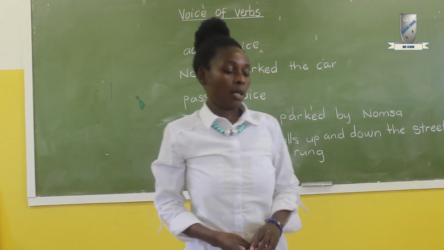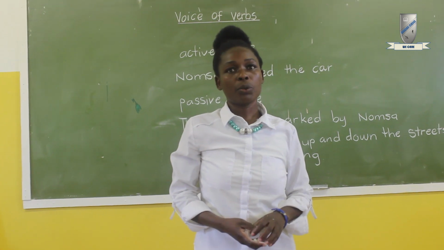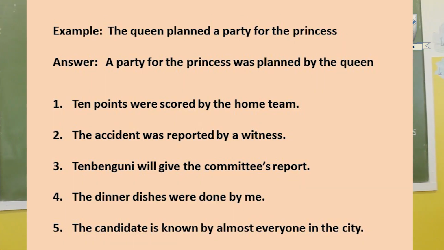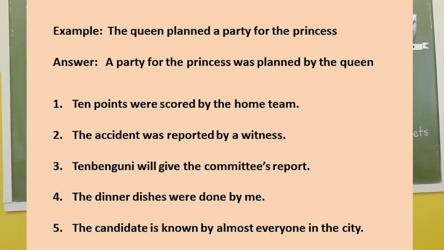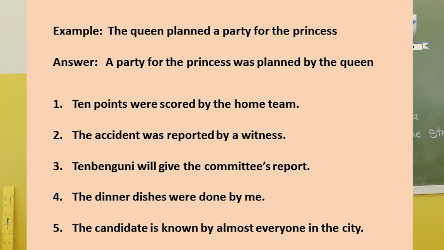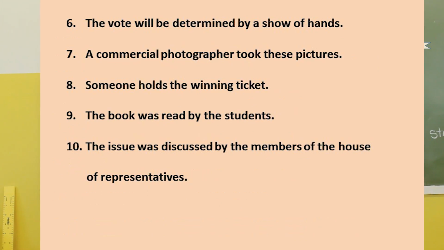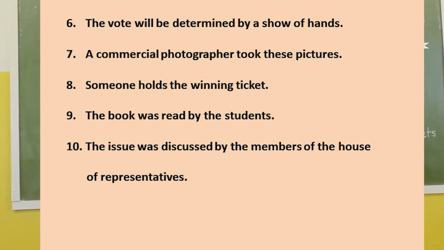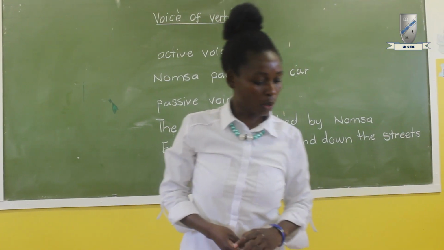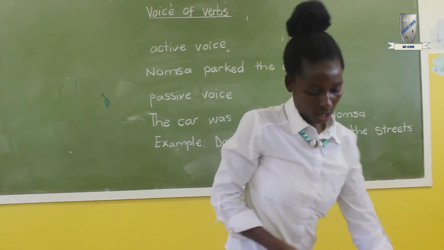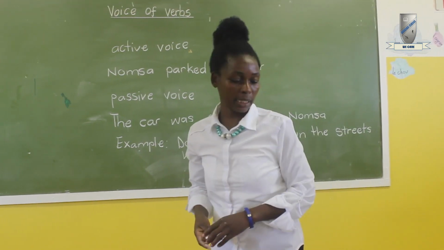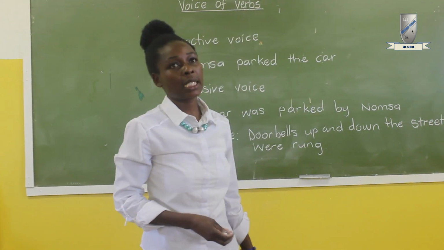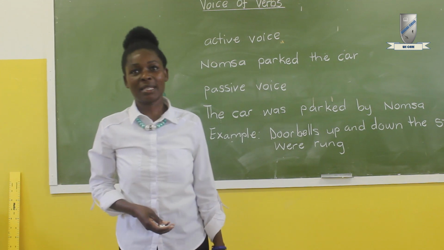So, I will give you the exercise that is going to be number 1 up to number 10, whereby you change the sentences into passive or active voice. For more practice, you can go to page 35 of your English Grade 6 learners book, and page 43 for more practice.